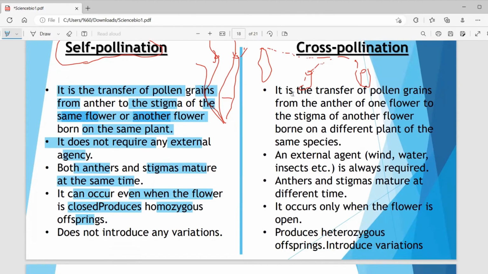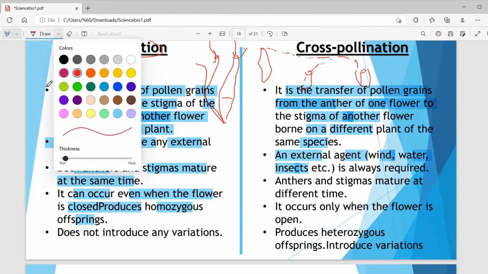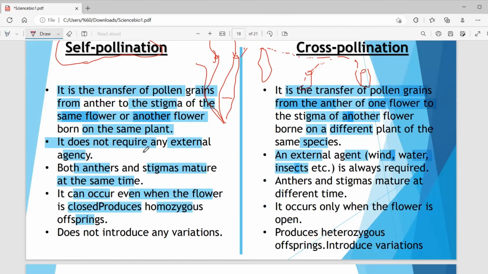So it is the transfer of a pollen again from the anther of a flower to the stigma of another flower, on a different plant of the same species. The external agent can be water or insects. Here in self-pollination, external agents are not required, right? So you are not going to put the pollen or anthers on the stigma. There is no medium or substrate needed, so it is not required.